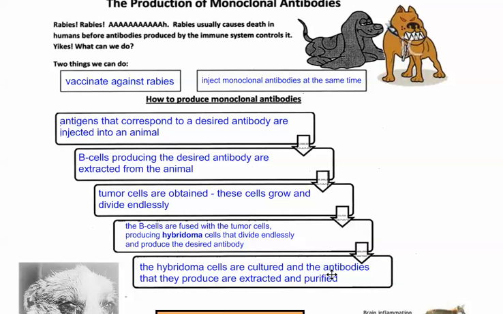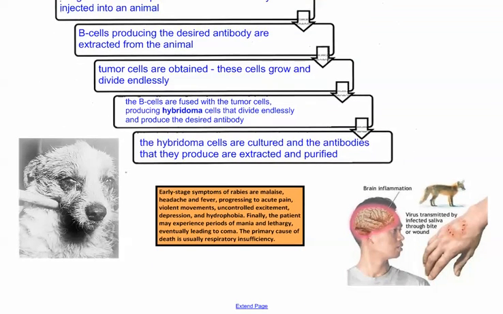So in the end, the hybridoma cells are cultured and the antibodies that are produced are extracted and purified, and I can put them into tubes, sterilize them, and then sell them to clinics in case a kid comes in with an actual suspected bite from a rabid animal. And so then they can be injected into the body, and they can also be vaccinated at the same time. That's probably why you got to get all those different types of shots.